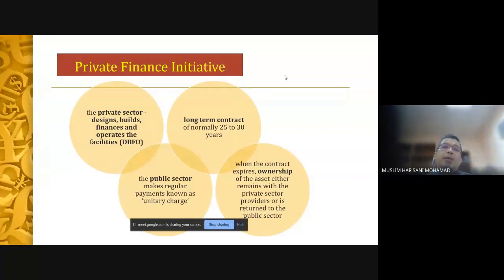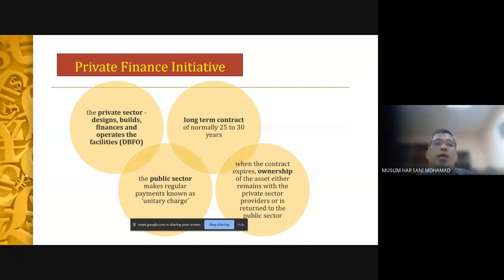public-private partnership. Okay, so under PFI, if you look at this, the first circle there, the private sector. So what will the private sector do? Design, build, finance, and operate the facilities. Okay, let's say we take an example of a hospital. Okay, as I showed you, the earlier photo is of the IJN hospital. Okay, so it was built under PFI. Then this is what happened. The private sector, they design, build, finance, and operate.